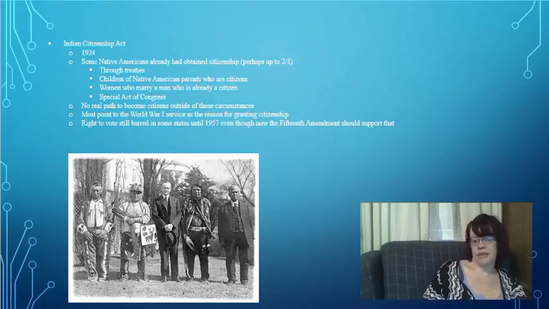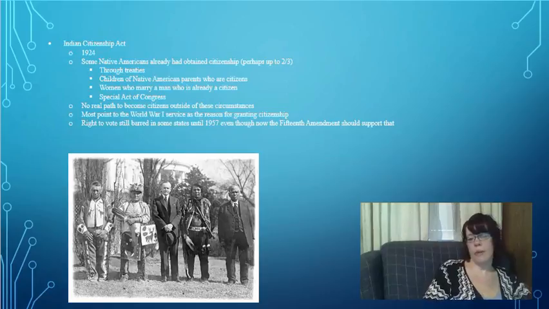But some of the ways they had obtained the right to vote before was through treaties. Some treaties had given specific tribes or groups that the treaty was made with the right to vote. The children of Native American parents who were citizens became citizens. One that I always think is interesting is women who marry a man who is already a citizen become citizens. But it does not necessarily say in the law that it reverses the other way. And there are also special acts of Congress that can make Native American citizens.